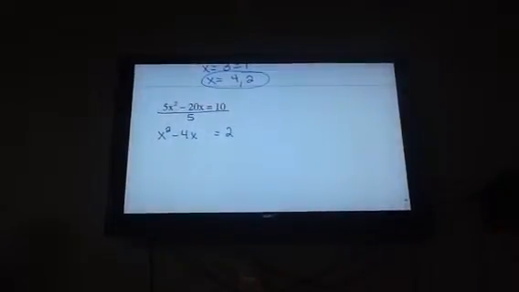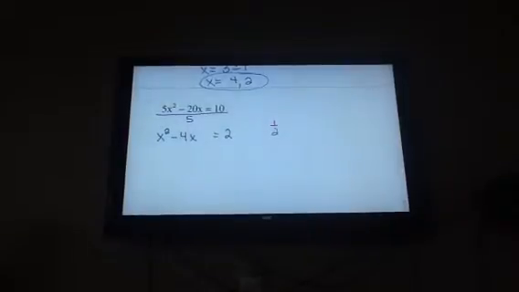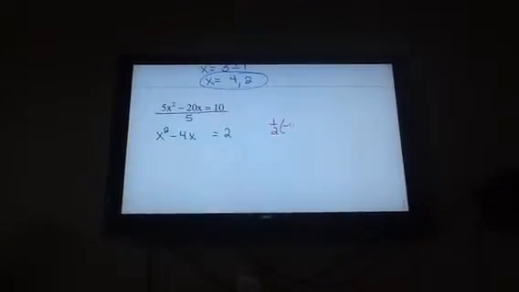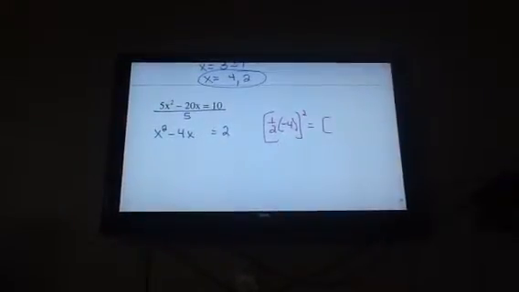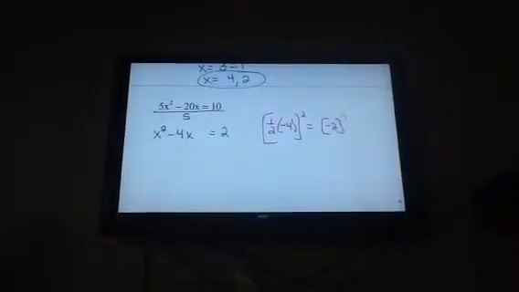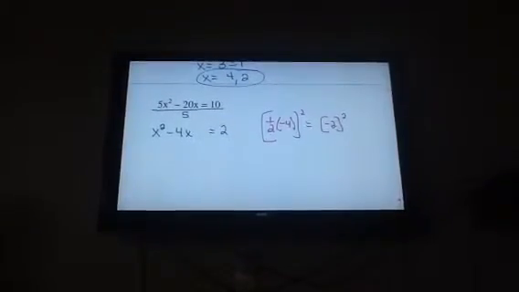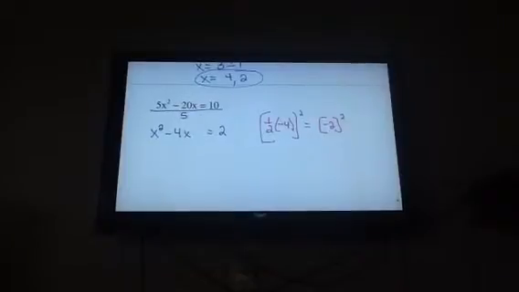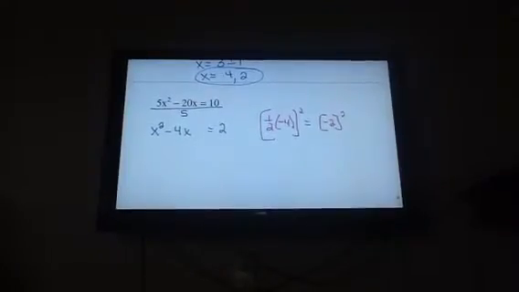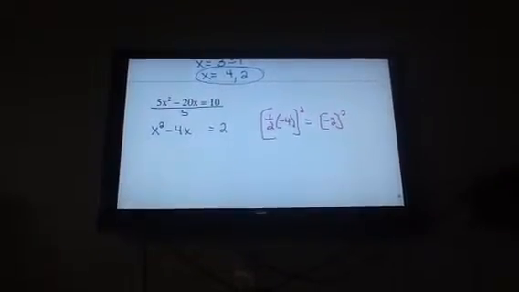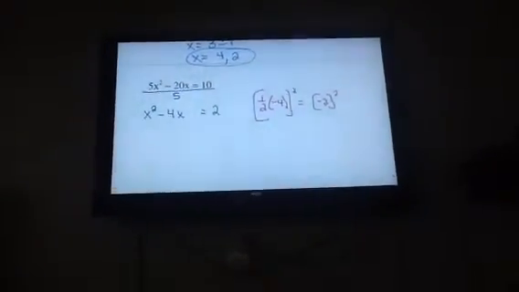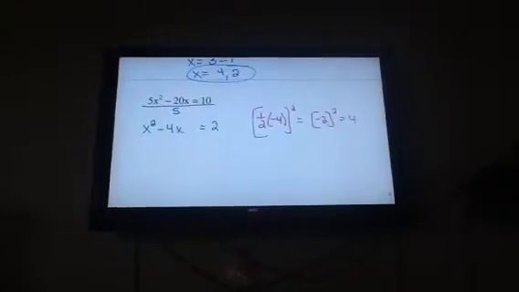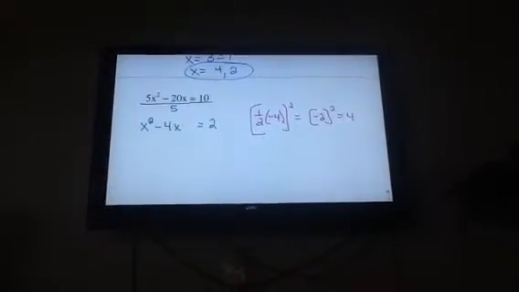And then I'm going to take half of the middle coefficient and square it. So half of negative 4 is negative 2, squared. Typically when I do this, I ignore the positive or the negative and just always make it positive, because when I square it, it's going to become positive. So when I mentally say it to myself, I'm just going, half of 4 is 2, squared is 4. So then I'm going to add that to both sides.